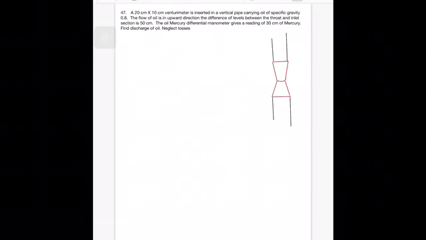Now we shall see a problem related to inclined venturimeter. The problem is like this: a 20 centimeter by 10 centimeter venturimeter is inserted in a vertical pipe carrying oil of specific gravity 0.8. The flow of oil is in upward direction and the difference of level between throat and inlet section is 50 centimeters. The oil mercury differential manometer gives a reading of 30 centimeters of mercury. Find the discharge of oil.